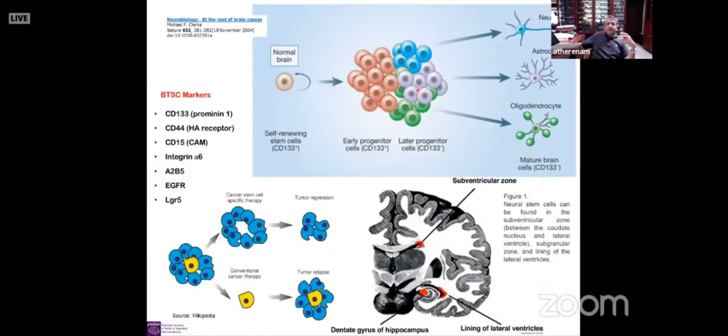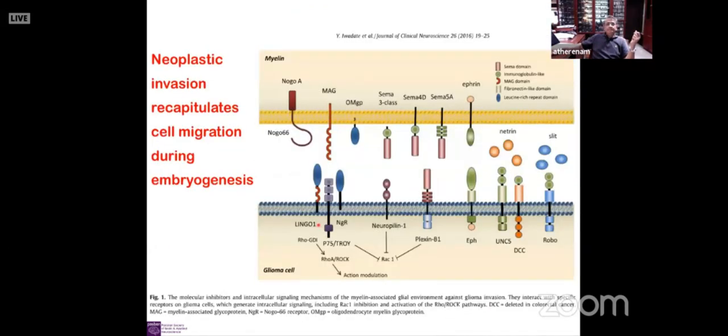But all of them do arise from the brain tumor stem cell, and these are some of the known markers. They are the ones that give rise to brain tumor, and if we can control these brain tumor stem cells, then probably we can control the brain tumors. Some of the factors on the cell surface and some of the released factors may be involved in brain tumor invasiveness. That's why I say neoplastic invasion recapitulates cell migration during embryogenesis.